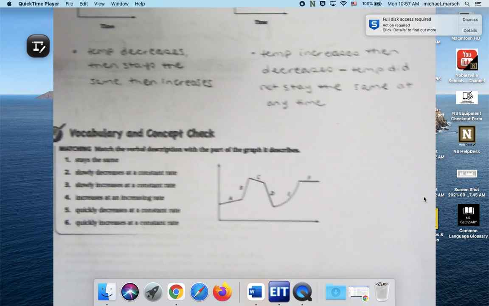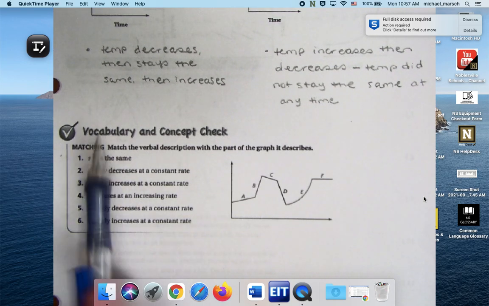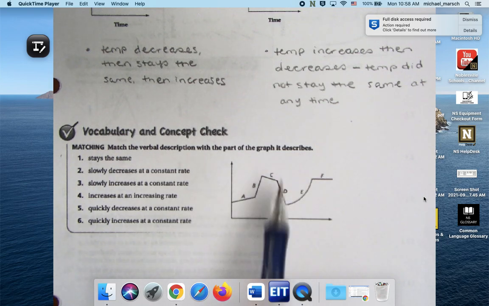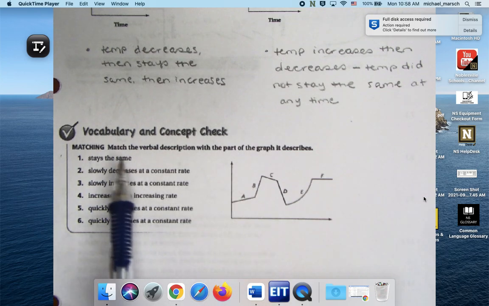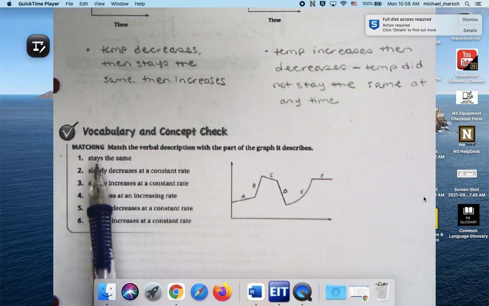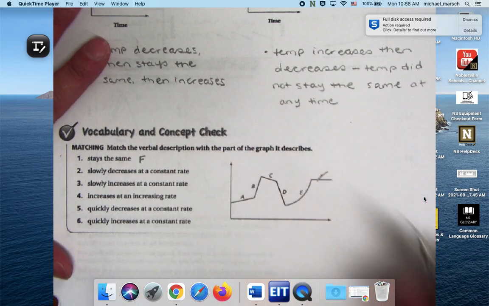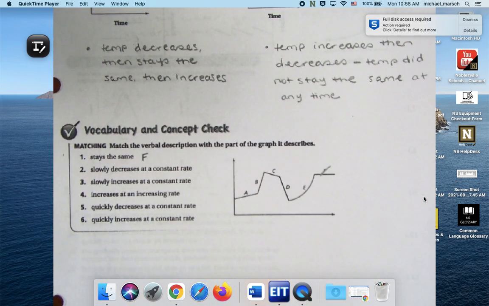Here we go. We're going to match up the description to the part of the graph. So this one doesn't even have increments. We'd have no idea what this is measuring, right? No idea. But we need to find which section represents something staying the same. So which one do you think that would be? F, right? So then cross off F. So you guys do the rest of that by yourself. Figure out which sections match each part of that graph. You can do it. I have faith.